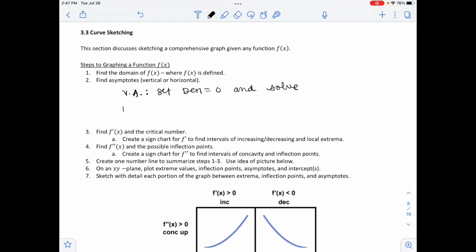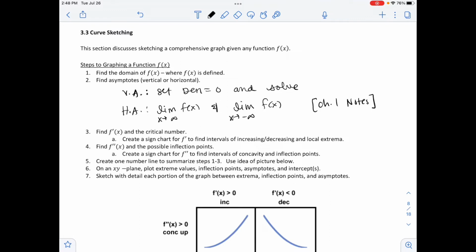And then horizontal asymptotes, we can look at the limit as x approaches infinity of our function, and the limit as x approaches negative infinity of our function. And these are coming from our chapter 1 notes.